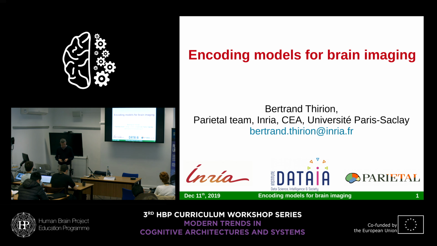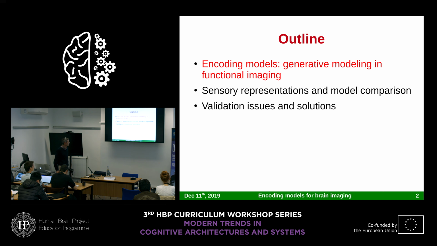In this presentation, there will be 3 parts, as in any good presentation. The first one will be just definitions of what I call encoding models, or what the community calls encoding models, the type of models that are used to analyze functional images of the brain. Then I will go a bit more into detail. I will give an overview of the main sensory representations that have been studied by the community in recent years, and the crucial question of model comparison.